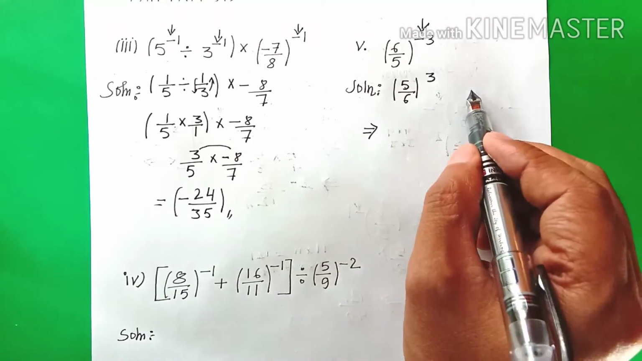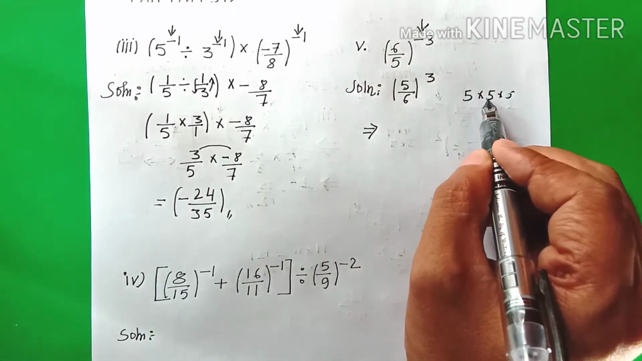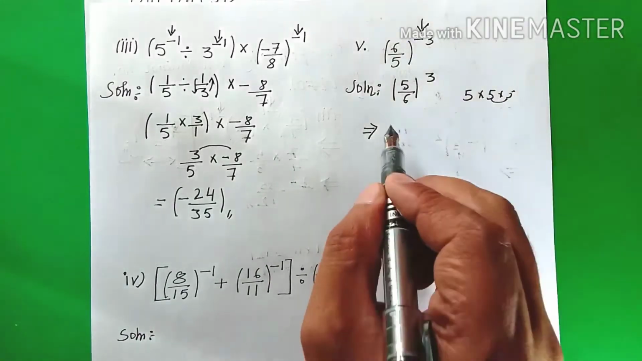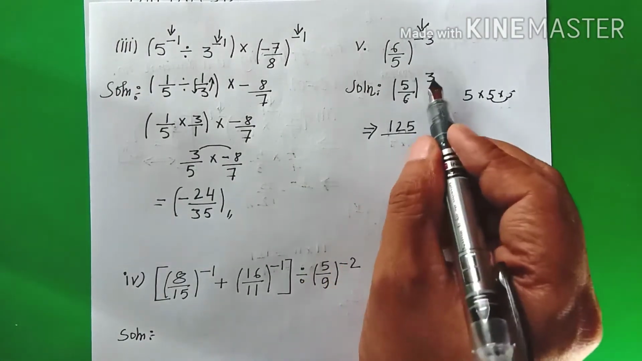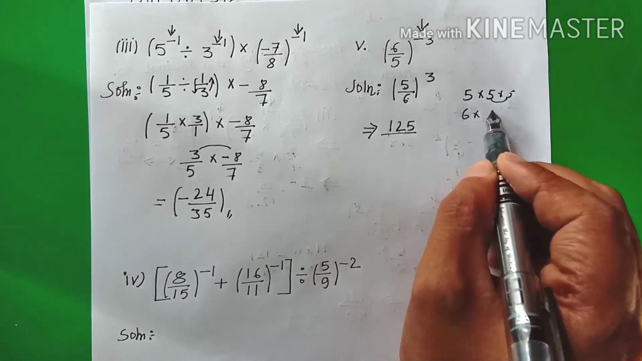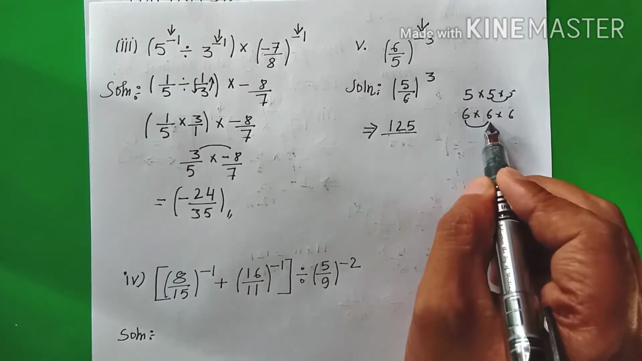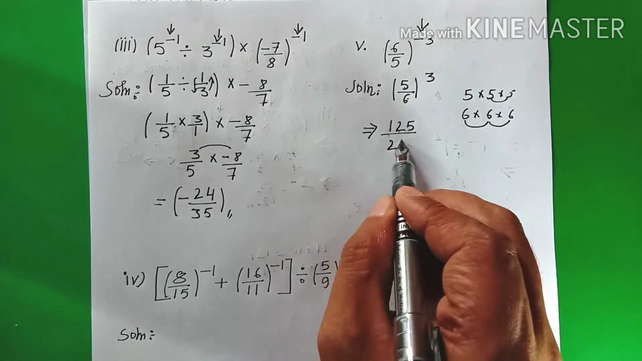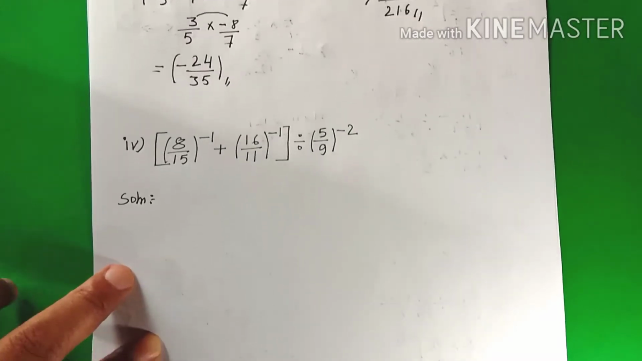5 cube, which means it can be 5 into 5 into 5. So 5 into 5, 25. 25 into 5, yes, that is 125 divided by 6 cube. That means you'll have to repeat 6 into 6 into 6 3 times. 6 into 6, 36. 36 into 6 equals to 216. Now sub question number 4.